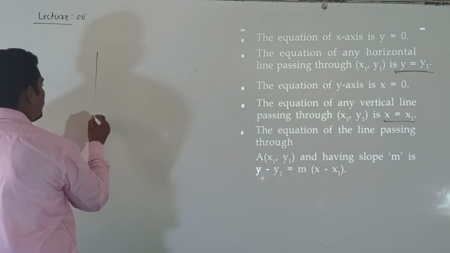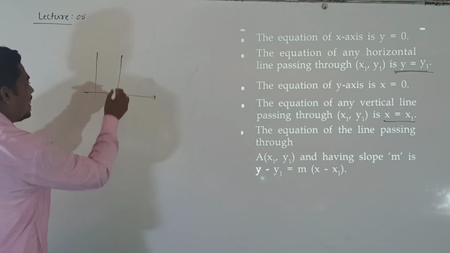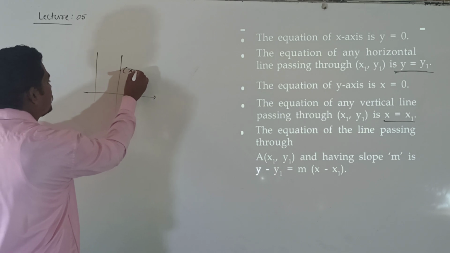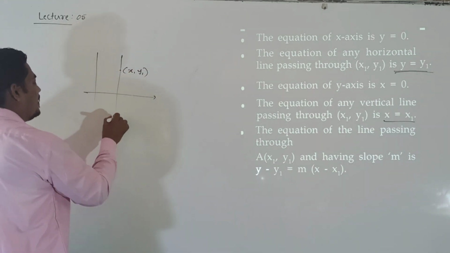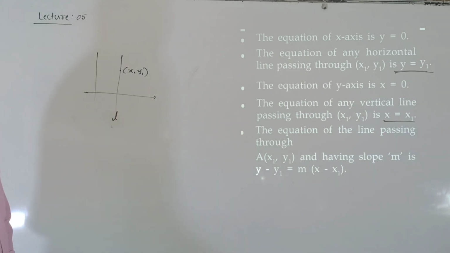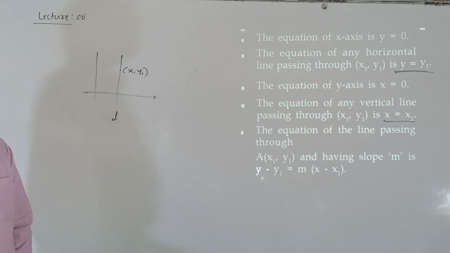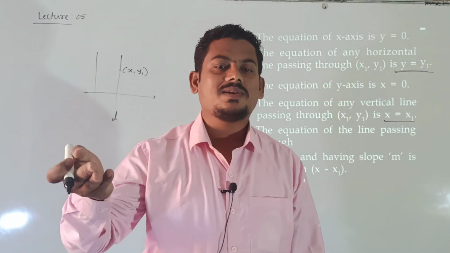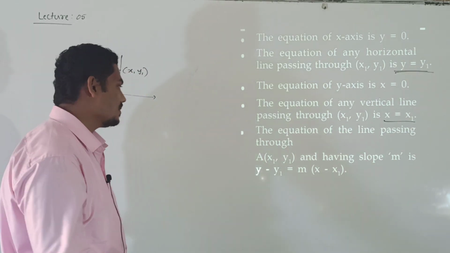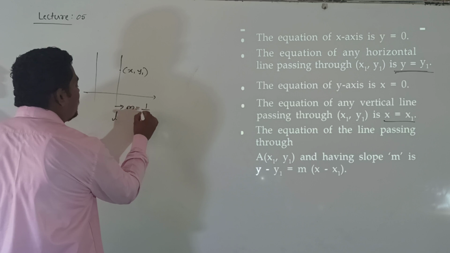Just consider a 2D plane and consider a vertical line; it passes through the point (x1, y1). Then what is the equation of this line? I will take this as line L. Tell me what is the slope of this vertical line? Already you know the slope of a vertical line is not defined. Not defined means infinity. Infinity is nothing but 1 by 0, right? Slope m is equal to 1 divided by 0.